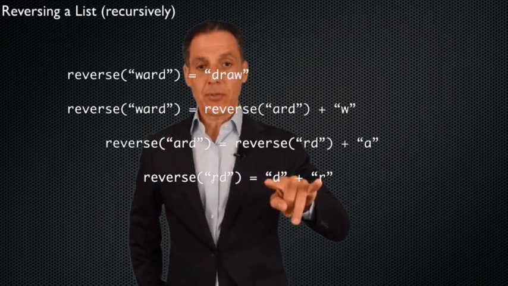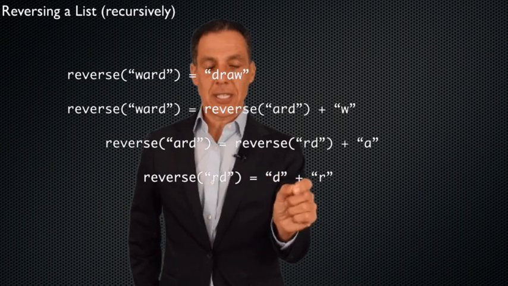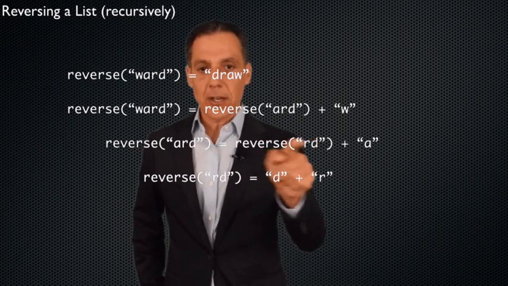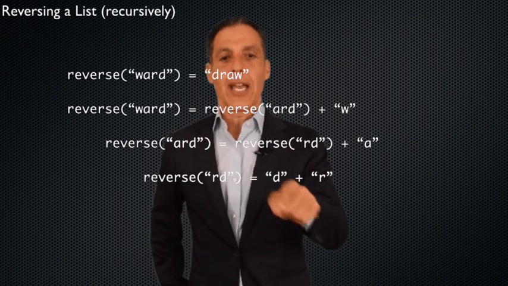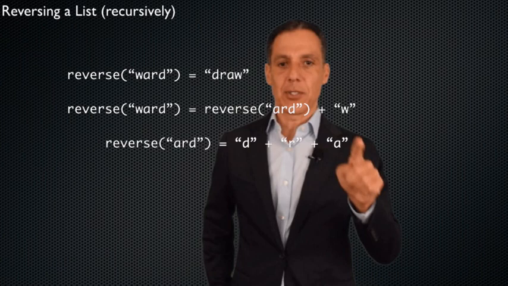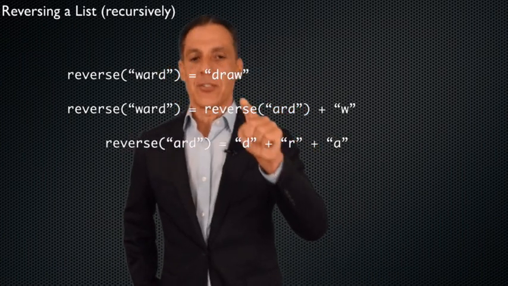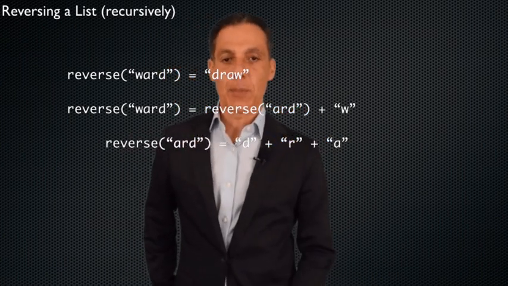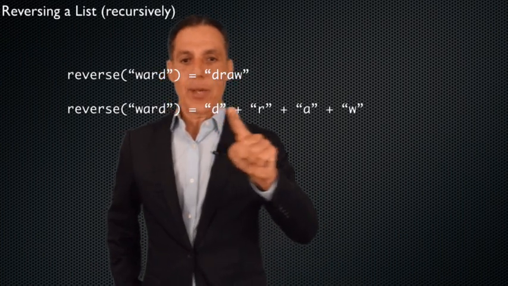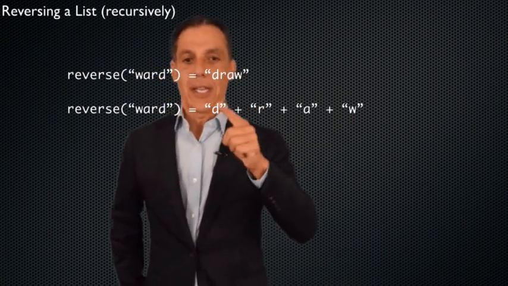Now, there's no recursive call here. There's no work to be done. Just do the string concatenation. So the reversal of RD is DR, and I'm going to concatenate that with A. Good. Let's do that. So D plus R plus A. The reversal of ARD is DRA. So we pop that back up one, and now we have the reversal of WORD is DRAW.